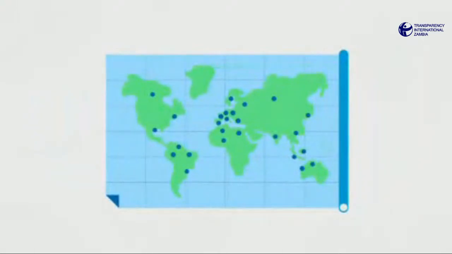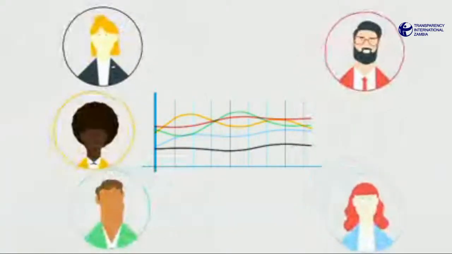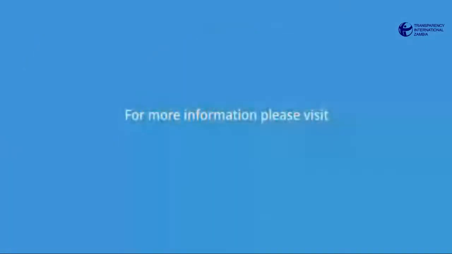Ultimately, the CPI is the most widely used corruption measurement indicator due to the wide global coverage, the increased reliability which comes with combining different sources, and the fact that it reconciles different points of view on what constitutes public sector corruption.